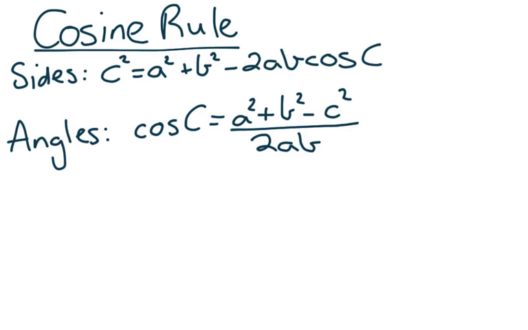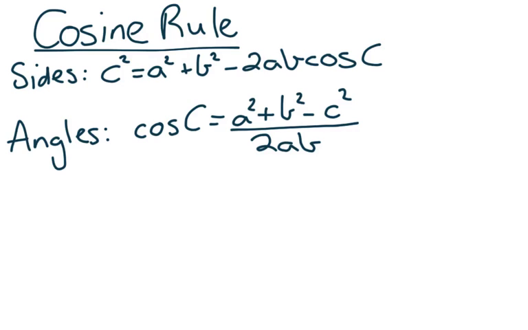So moving on to cosine rule. Cosine rule, again, it has two different formulas. The side formula is there: c squared is equal to a squared plus b squared, take 2ab cosine of C. Sounds super complicated, but it isn't really.